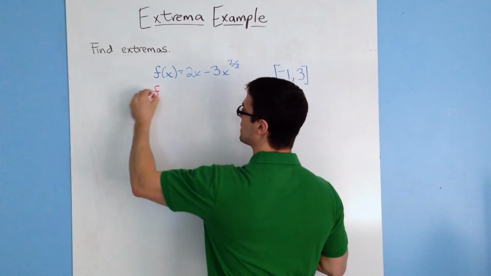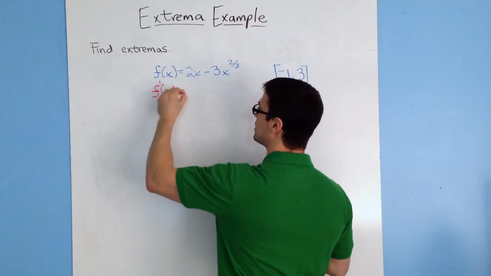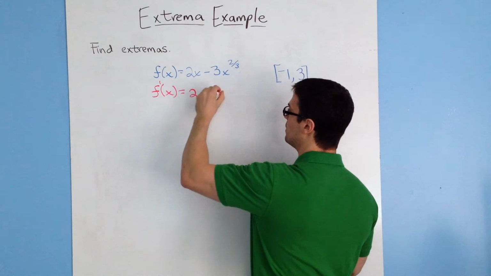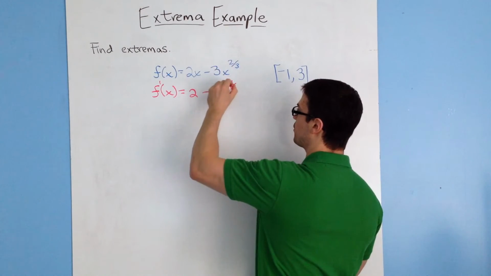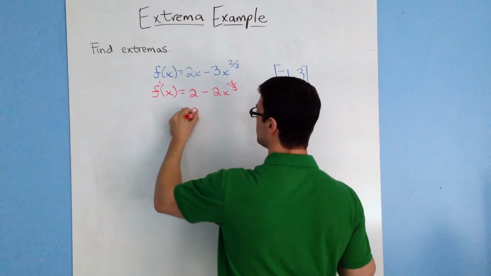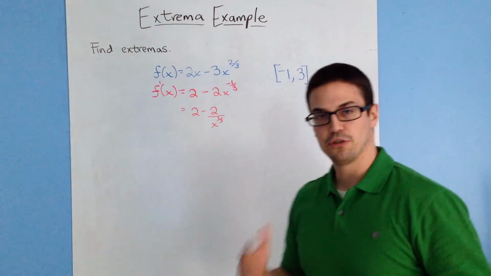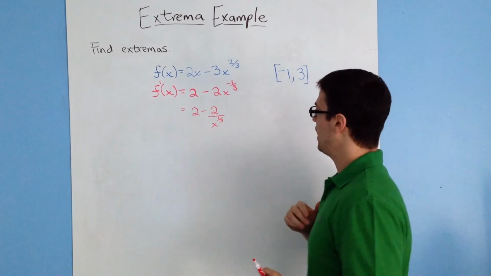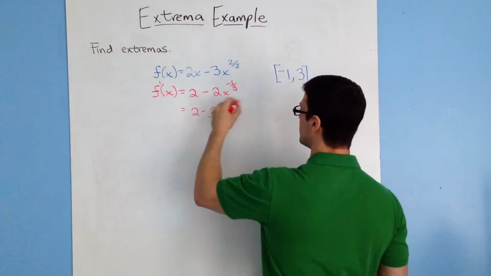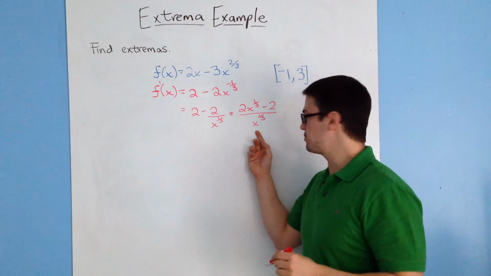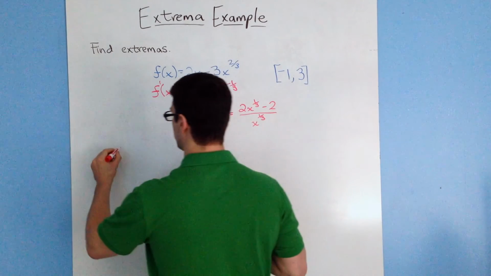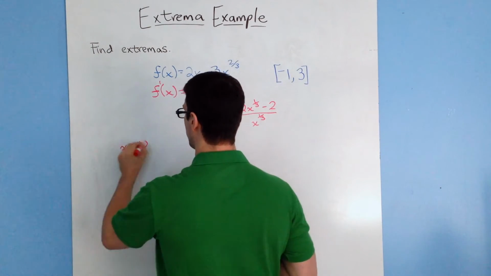So f prime of x is going to be equal to 2 minus, if we drop the 2/3 here, you'll get 2x to the -1/3 power for the derivative. Another way to write this would be to simplify it a little bit, put these two terms together, and right away you should see a domain restriction problem here. We cannot put 0 in for x, so that means that 0 is going to be a critical number for this function.